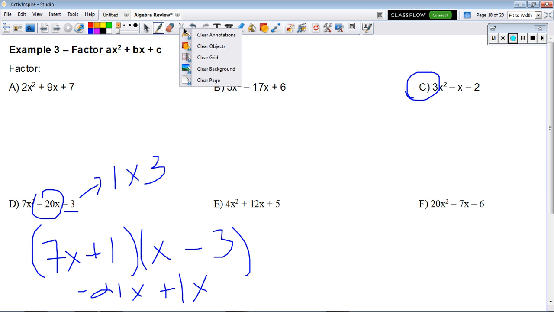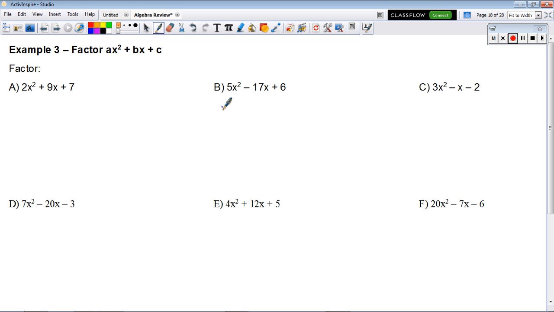For part E, now notice with parts A through D, the numbers in front of x squared, 2, 5, 3, and 7, all of those numbers were prime numbers, meaning that the only numbers that those values are divisible by are 1 and themselves. And that's significant because with part A, what we had in the beginning of the parentheses was just 2x and x. For part B, it was 5x and x. For part C, it was 3x and x. For part D, it was 7x and x.